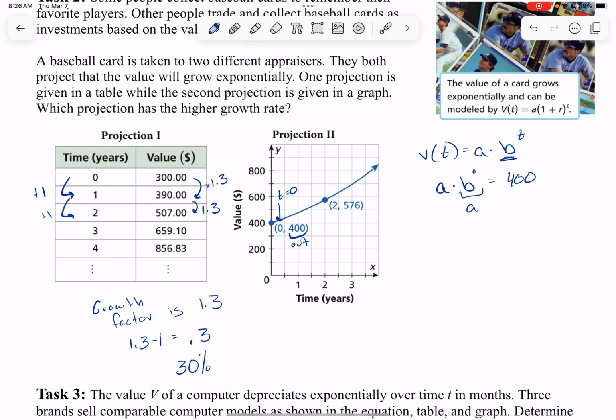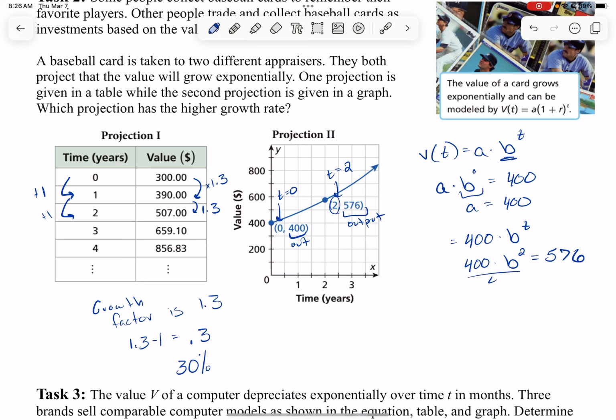B to the 0 is 1, so I know my initial value is 400. So I know my equation is 400 times B to the t, right? Now I know when time is 2 years, when my input is 2, my output is 576. So let's go ahead and input the 2: 400 times B to the second equals 576.